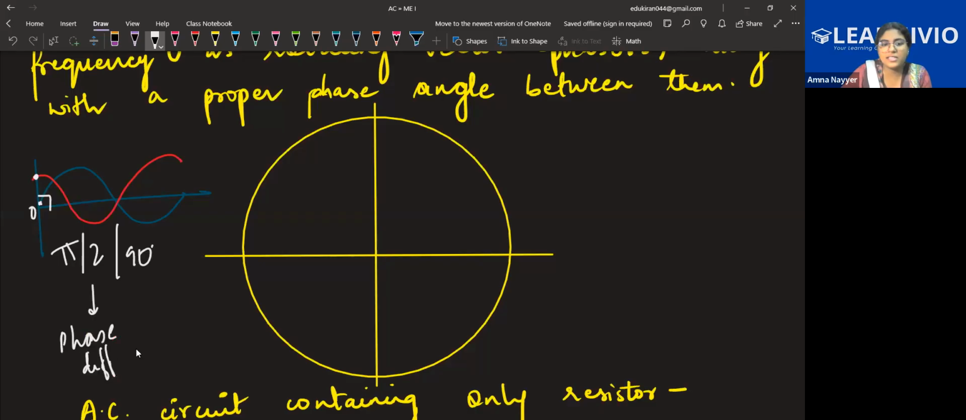Phase difference means in which phase one wave is there and in which phase the other wave is there, and then the difference between the two. You take one wave and one more wave and then you coincide them. When you coincide them, some angle will be present that is extra if they are not in the same phase. If they have no phase difference, then only they'll overlap. If the waves are at different angles, then when you overlap them, there will be some extra angle. That extra angle is known as the phase difference.